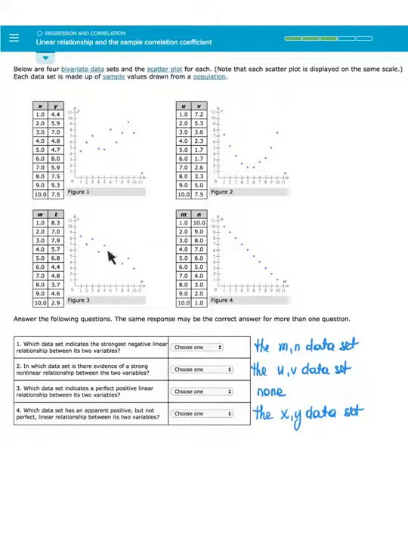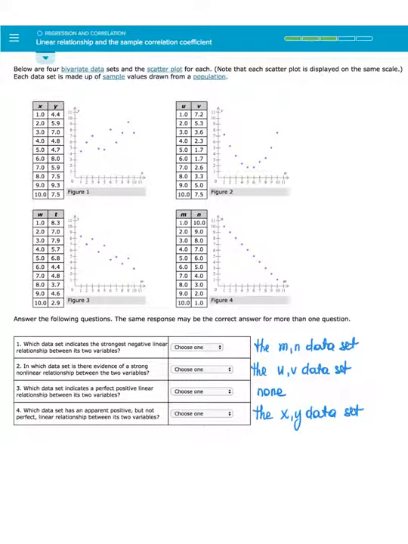We see a decreasing pattern and it's linear. And obviously between these 2, figure 4 has the strongest one, pretty much a perfect linear relationship with a negative slope. So my answer is the MN dataset.